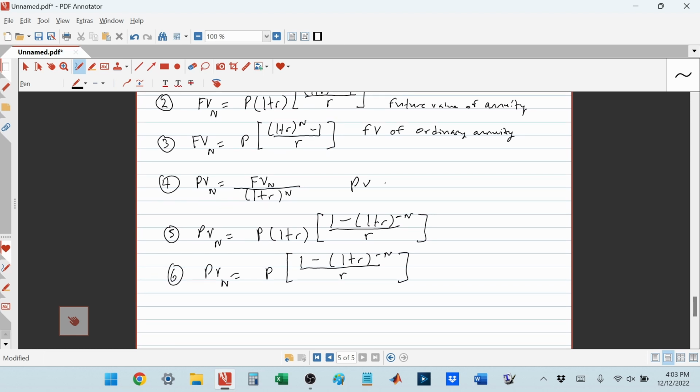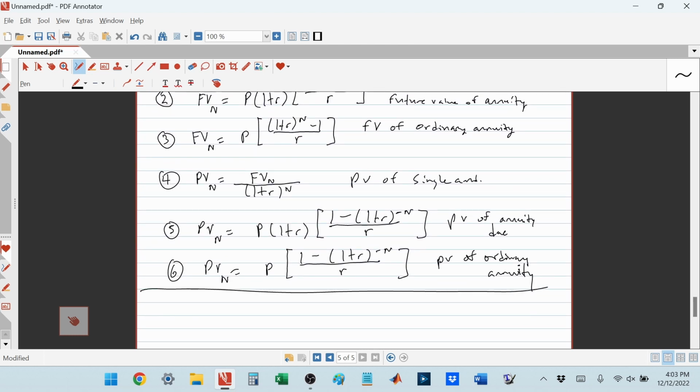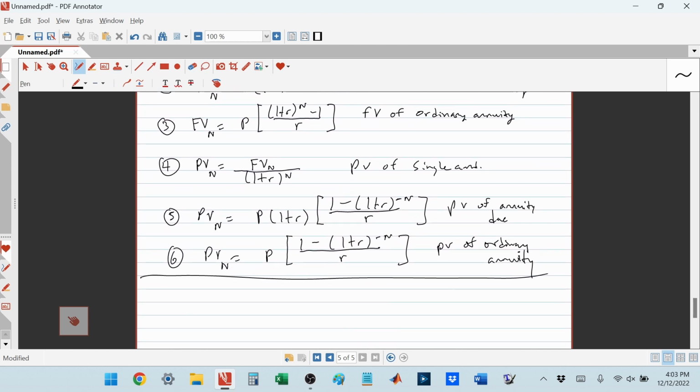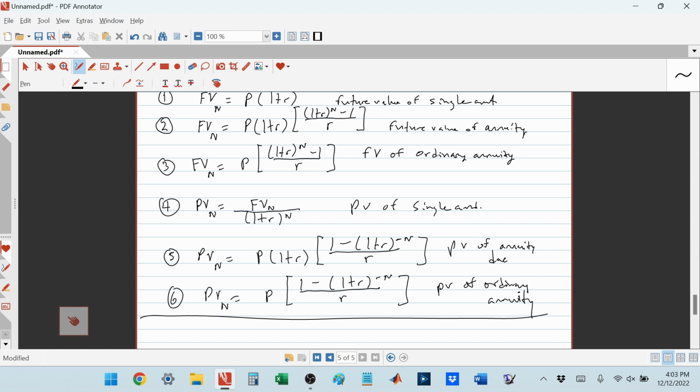So this is the present value, single amount, present value of annuity due, and the present value of an ordinary annuity. And on these 6 formulas are based all the time value of money concepts that you would ever encounter in your courses or in life. They're all based on these 6 formulas.